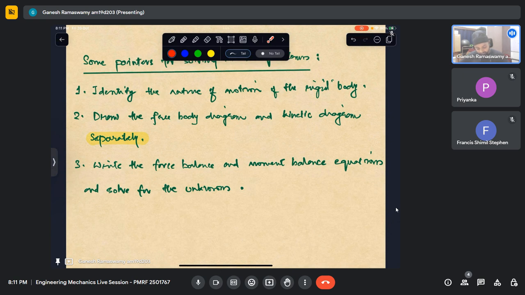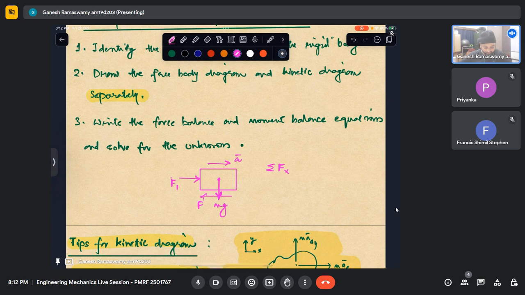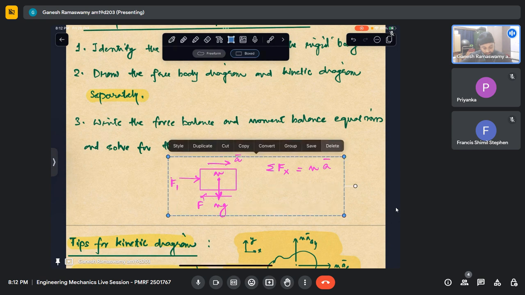Generally, what we do is we draw the body as soon as we identify the nature of its motion. Let us say that it is having a rightward acceleration. So we will mark mg, we will mark some force F, we will mark some other force that is driving it, F1, and then we will mark the acceleration here, A, and then we will add up sigma F in the x direction is equal to mass of this object into A bar. So this is how we generally do, but in kinetics problems it is advisable to draw these two separately.